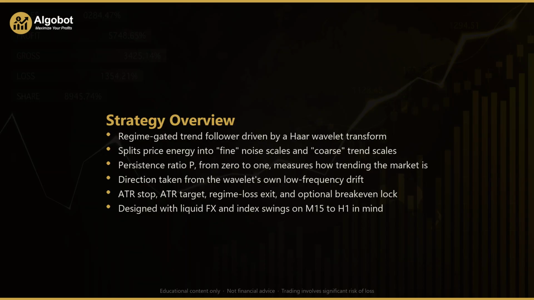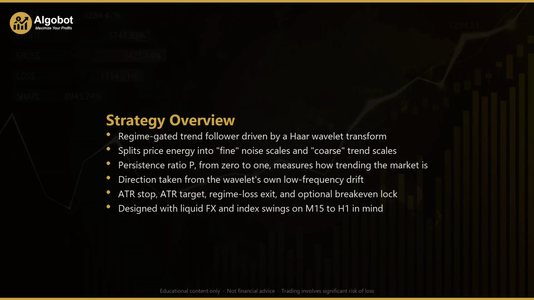Here's the core idea in plain terms. The strategy takes the last 32 completed closing prices by default and breaks that window down into fluctuations at different time scales, from the fastest bar-to-bar wiggle right up to the slow, half-window swing. It then measures how the price movement's energy is distributed across those scales. When most of the energy sits in the fast, fine scales, the market is essentially noise and chop. When the energy concentrates in the slow, coarse scales, a real directional trend is present. The strategy condenses this into a single number between 0 and 1 that it calls the persistence ratio.